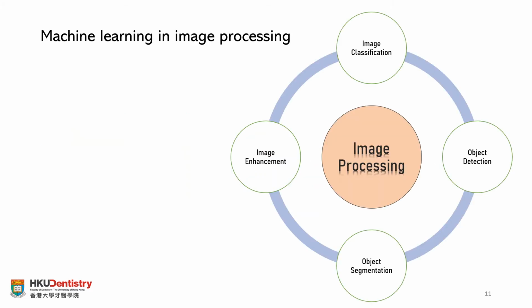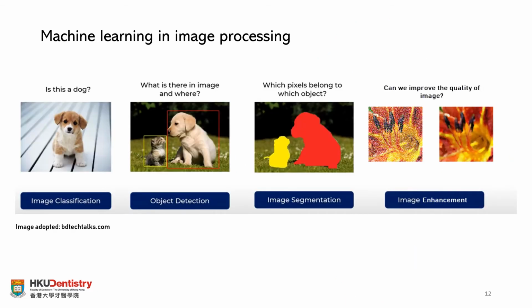Okay, after a brief introduction about images, let's start to talk about some different applications that we can do with machine learning in image processing. Potentially, we can categorize these applications into 4 groups. The first one is image classification, the second one is object detection, the third one is object segmentation, and the last one is image enhancement. I will talk about each of these groups in the future slides. Before we go to the details of these 4 categories of application, let's talk about them briefly here.